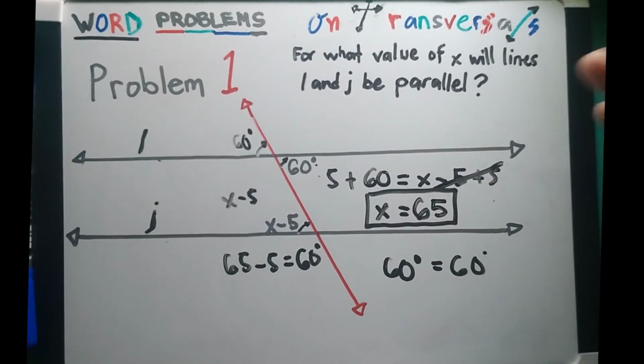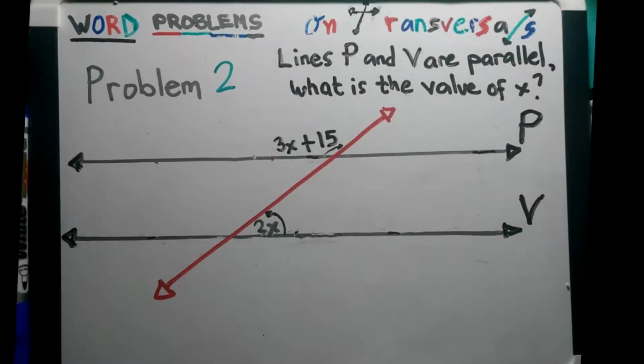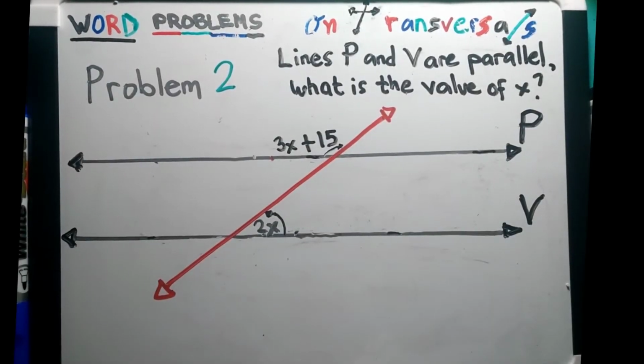Let us move on to the next. Now, this is our second problem. Lines P and V are parallel. What is the value of x? Our given pair of angles are 3x plus 15. For the second one, we have 2x. Both algebraic expressions. We are going to look for the value of x.